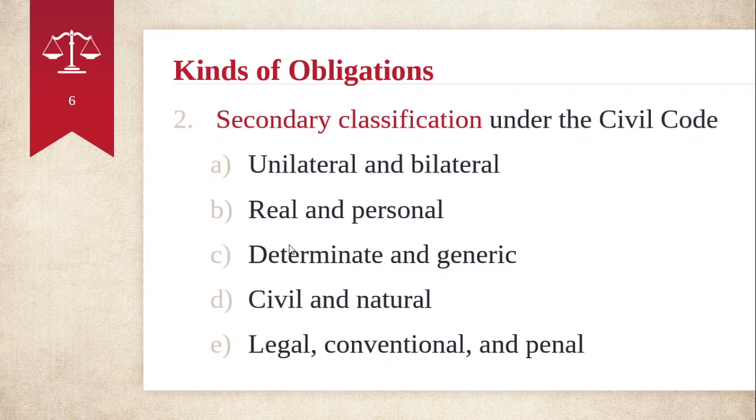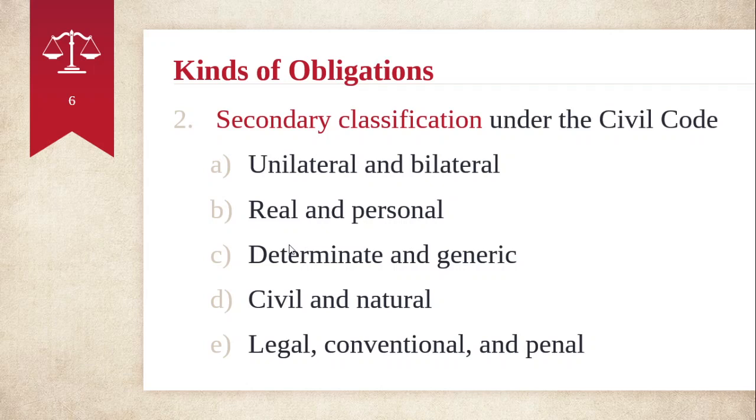And the secondary classification, still in the Civil Code, but they do not have a specific section in the Civil Code, but as we go along we will still encounter them. Example, unilateral and bilateral, and I think we had an overview of this last time, right? We talked about this one-sided and the mutual. We also talked about real and personal obligation, to give and to do or not to do, right? Determinate and generic. We also talked about natural, but we have an overview.